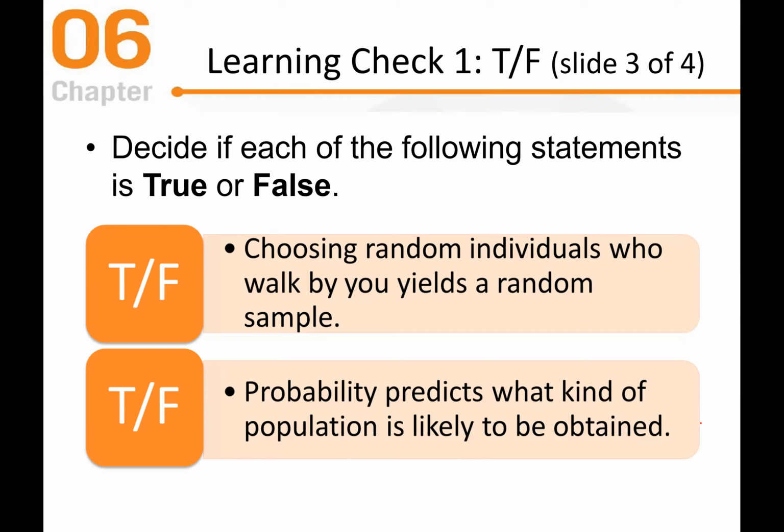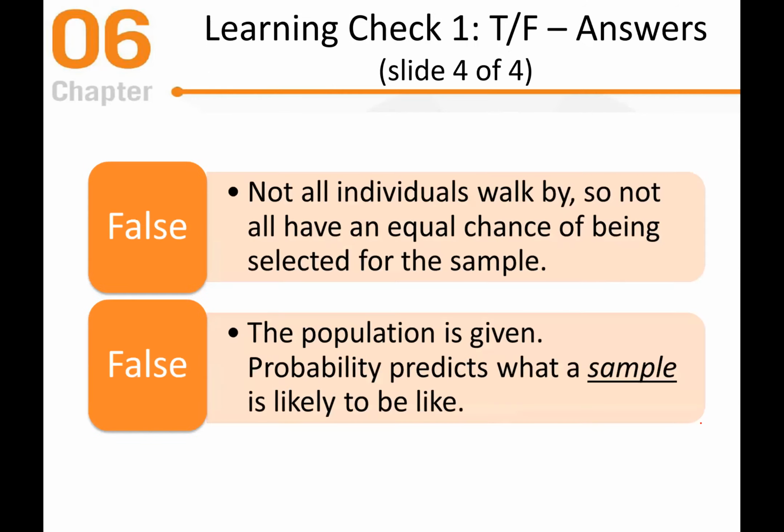Second question. The probability predicts what kind of population is likely to be obtained. That too is going to be false. The population is already given, right? What probability does is help us predict what a sample is likely to be like. All right, and here are the answers.